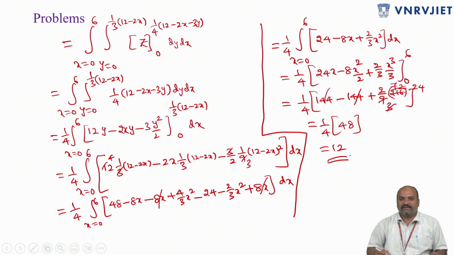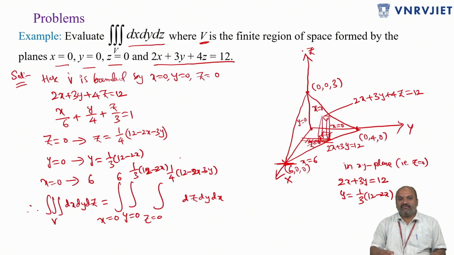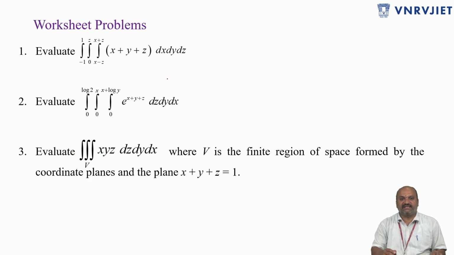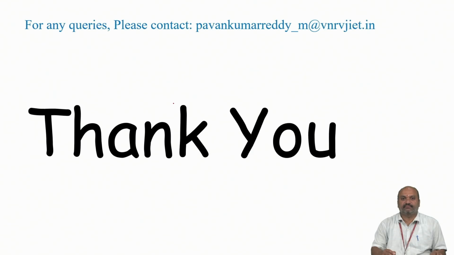It's 12. So like this, if limits are not given, we identify the limits and we evaluate the integral. Generally what we do is we express z in terms of x and y, y in terms of x and x in terms of constants, x constant limits. Okay, I hope you understand. So practice these problems.